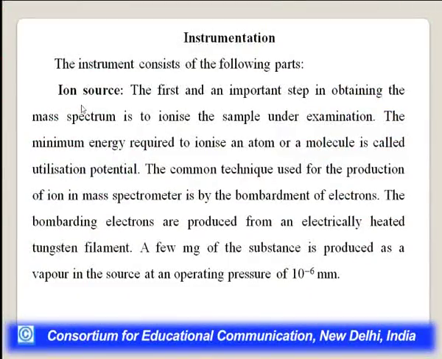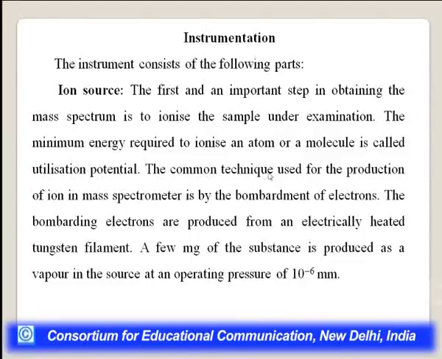Now, the instrumentation part of mass spectroscopy. It consists of the following parts. Number one, ion source. The first and an important step in obtaining the mass spectrum is to ionize the sample under examination. So, we have to ionize our molecule first of all. And the minimum energy required to ionize an atom or a molecule is called ionization potential.